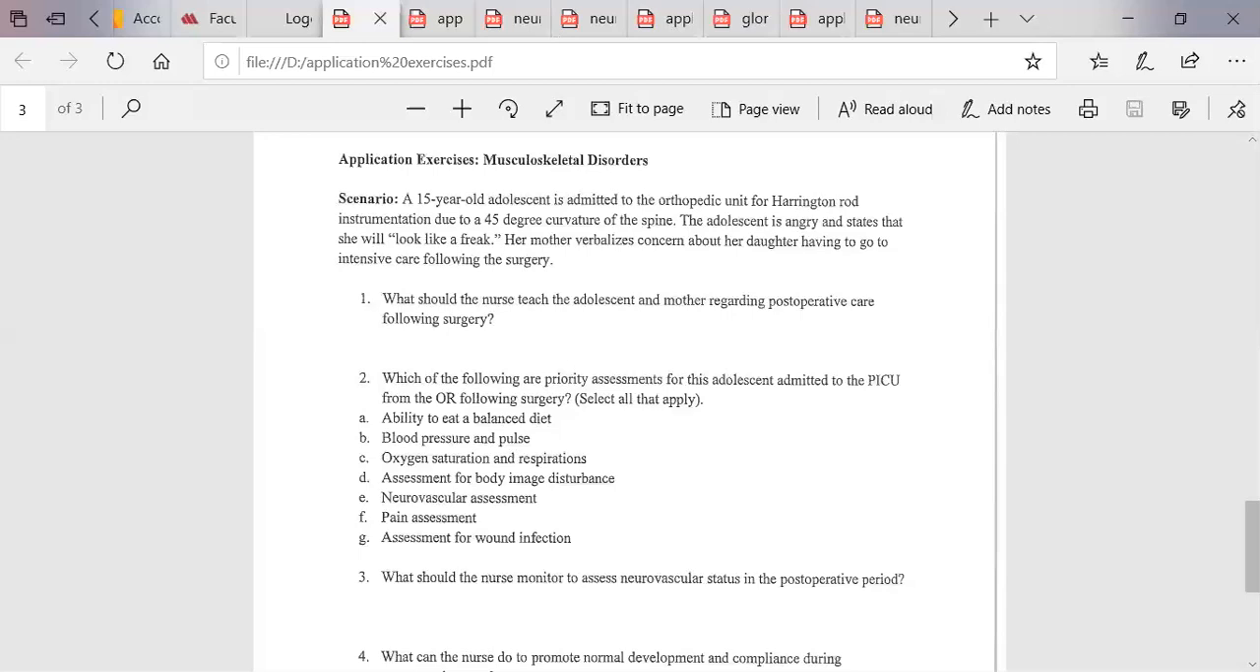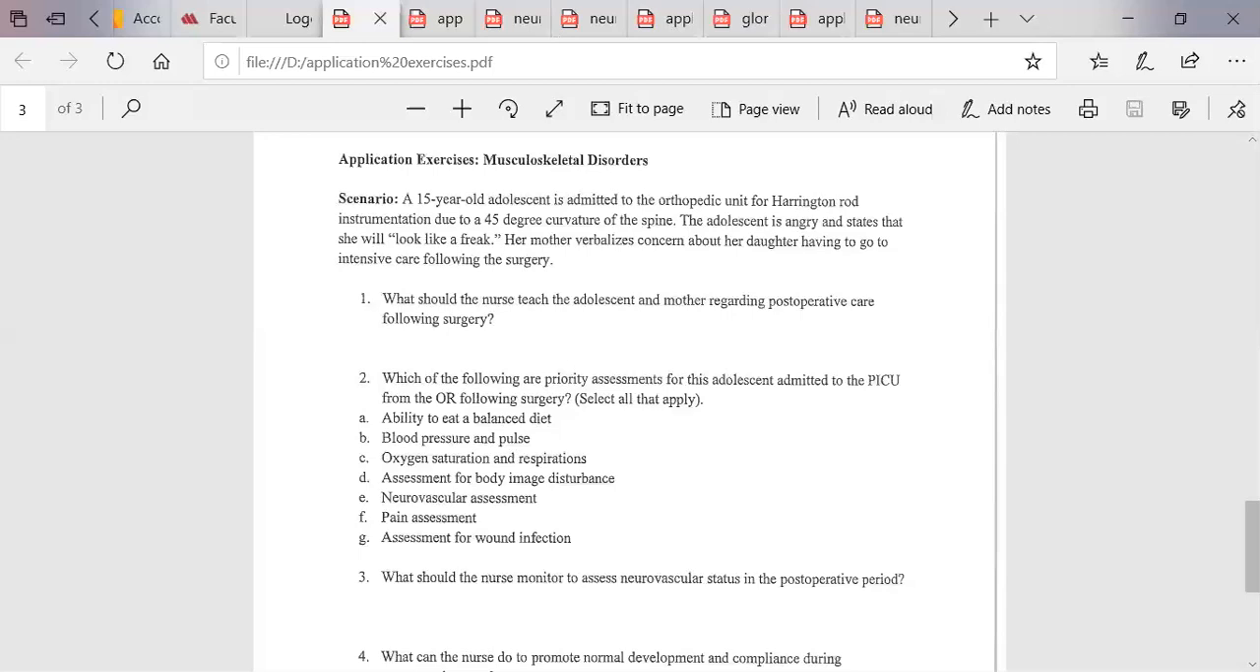Obviously, we do want them to eat a balanced diet, but that's not my main concern the day after surgery. But, you know, I'll worry about those things as we go on. But those 4 things are my priority in the PICU. What should the nurse monitor to assess neurovascular status in the post-op period?